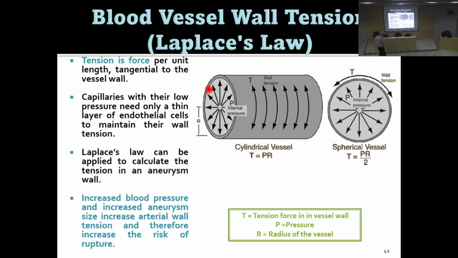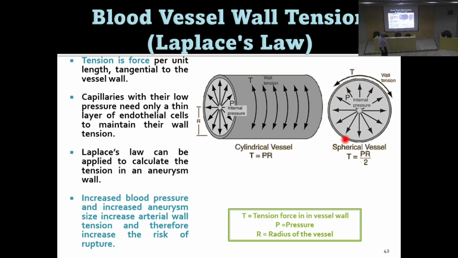Now, if you look at that one, we have two equations here. One of them, tension equals pressure times radius. And for spherical ones, I have divided by 2. So the tension on the spherical ones is always less than the cylindrical ones. The reason, we will explain later on.